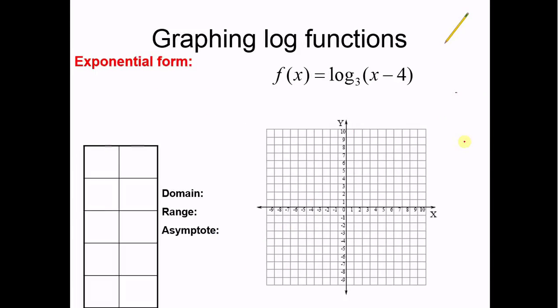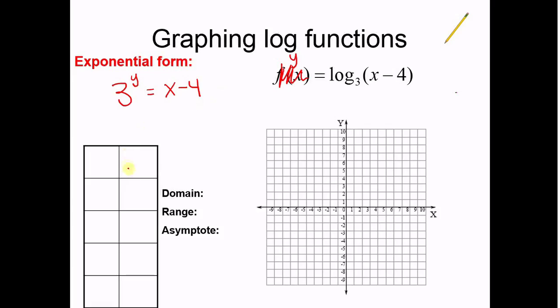So let's graph these log functions, shall we? Let's change it to the exponential form. That's the very first thing I would do. This f of x is just a really fancy way to write y, so I'm going to scratch it off and write y there. I know I have log base 3, so 3 to the y equals whatever is inside, x minus 4. This one's going to be a little difficult.